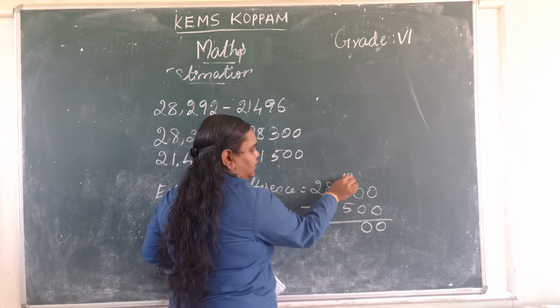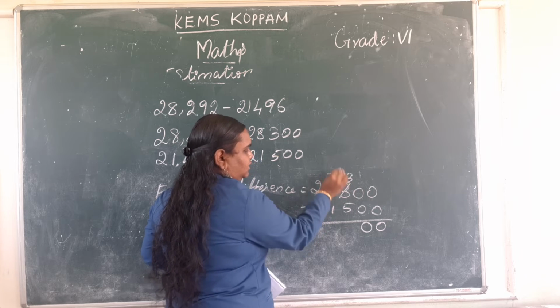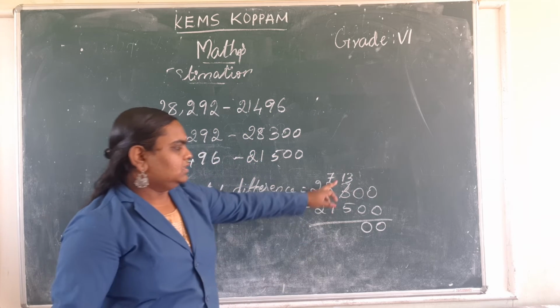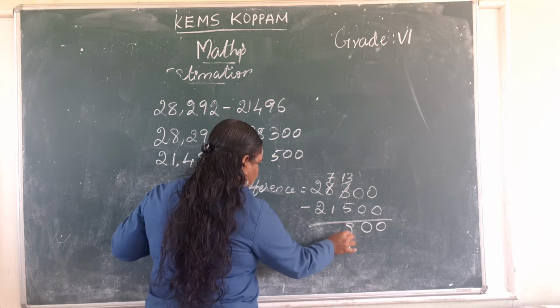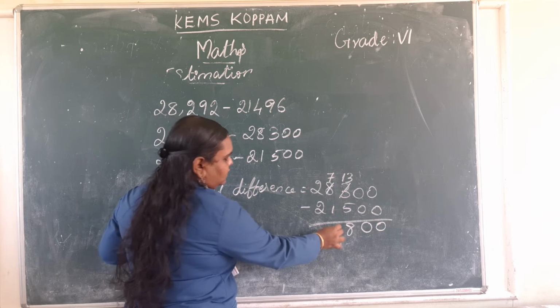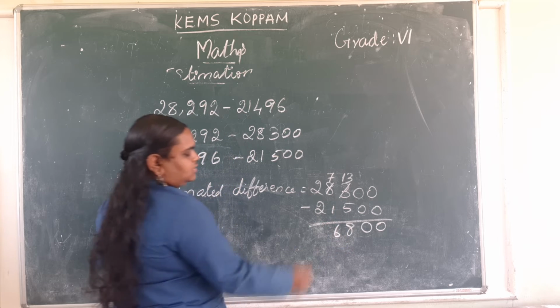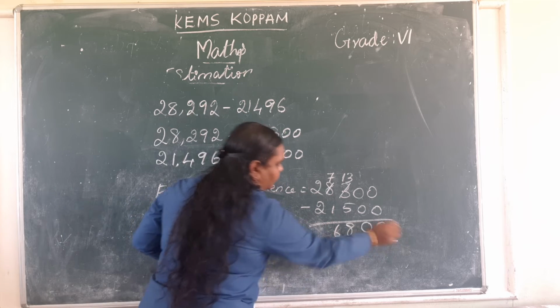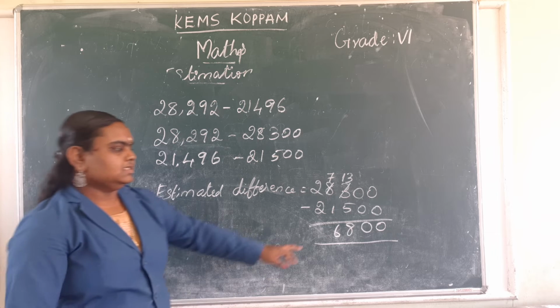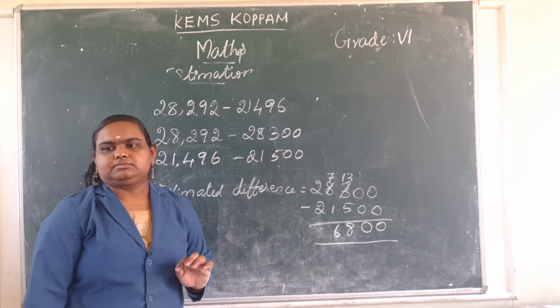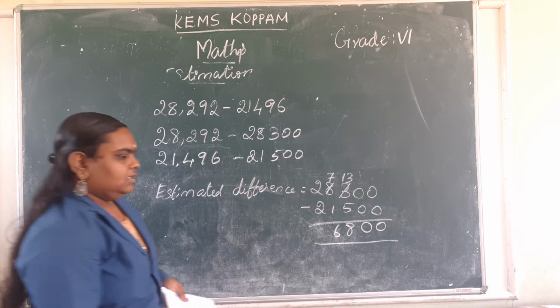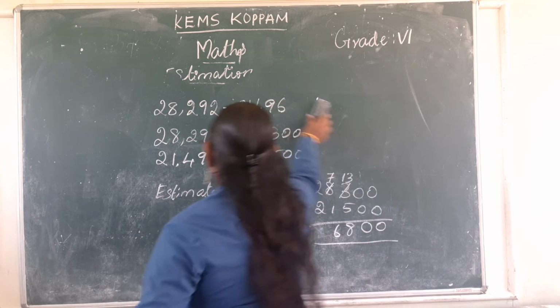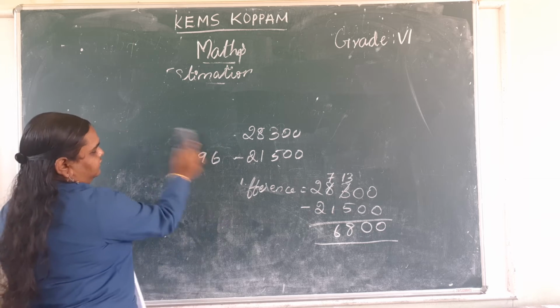So 3 will be converted into 13 and 8 will be converted into 7. 13 minus 5 is equal to 8. Then 7 minus 1 is equal to 6. 2 minus 2 is equal to 0. So the answer is 6,800. Is it clear now? Next one, we see another example for the difference.